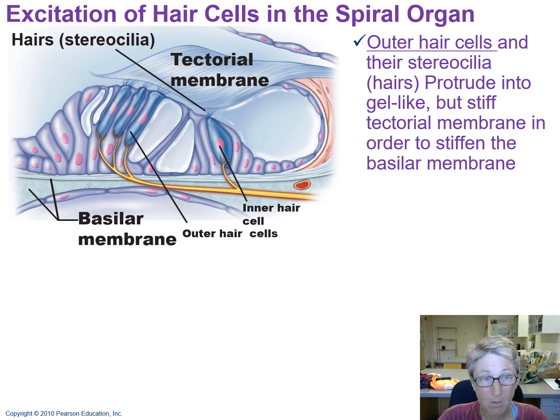The outer hair cells, these guys out here, are the outer hair cells, and then this is an inner hair cell. The outer hair cells and their stereocilia, those little hair things right here, protrude into this tectorial membrane that's real stiff. And because you've got that stiffness between the stereocilia and the tectorial membrane, that's going to make the basilar membrane stiff.